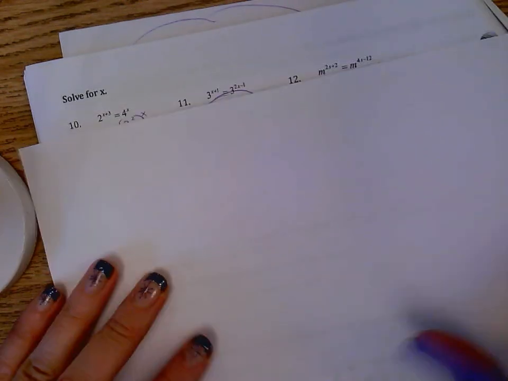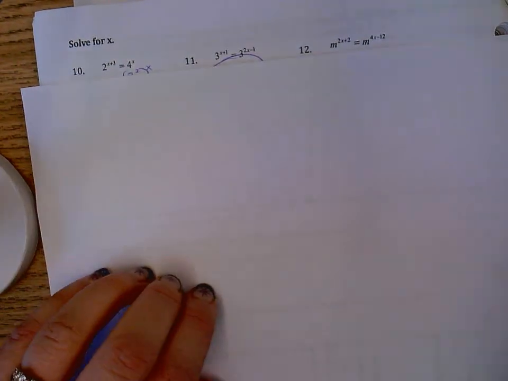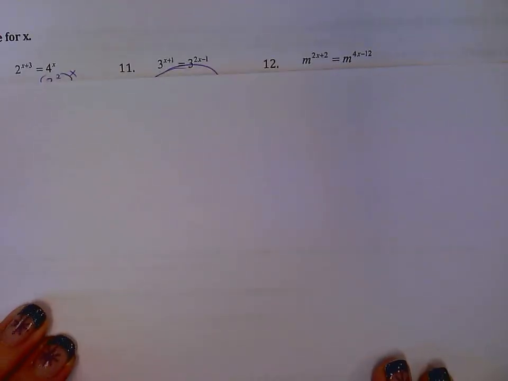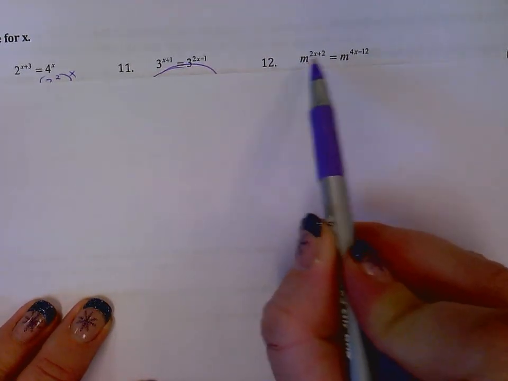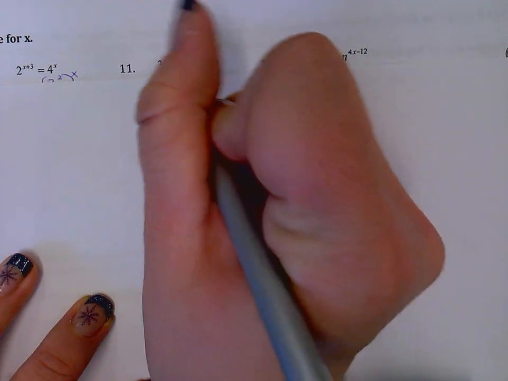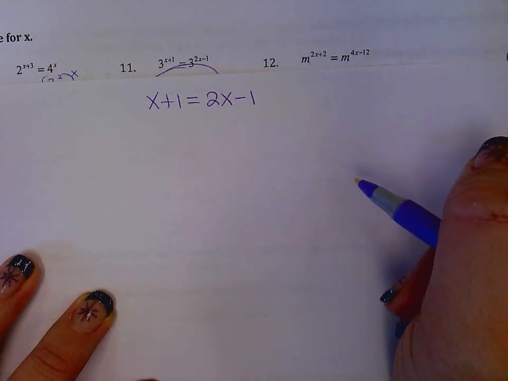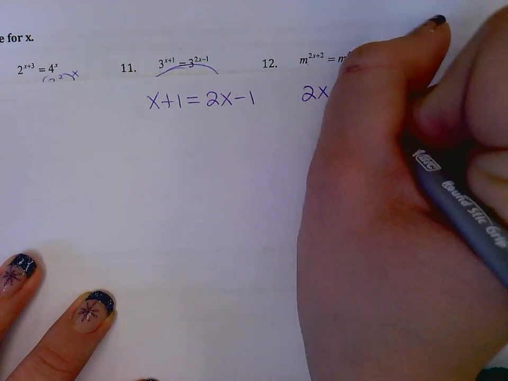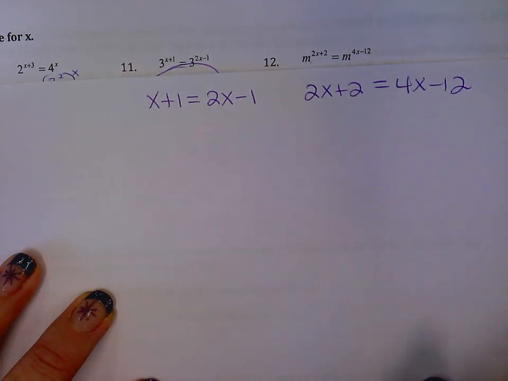Okay, so on number 10, you are looking for a common base. So I'm going to skip number 10 just for a minute because number 11 and 12 already have a common base. These both have a base of 3. These both have a base of m. So I'm allowed to take this x plus 1 exponent and set it equal to this 2x minus 1 exponent, just like over here. 2x plus 2 is equal to 4x minus 12.